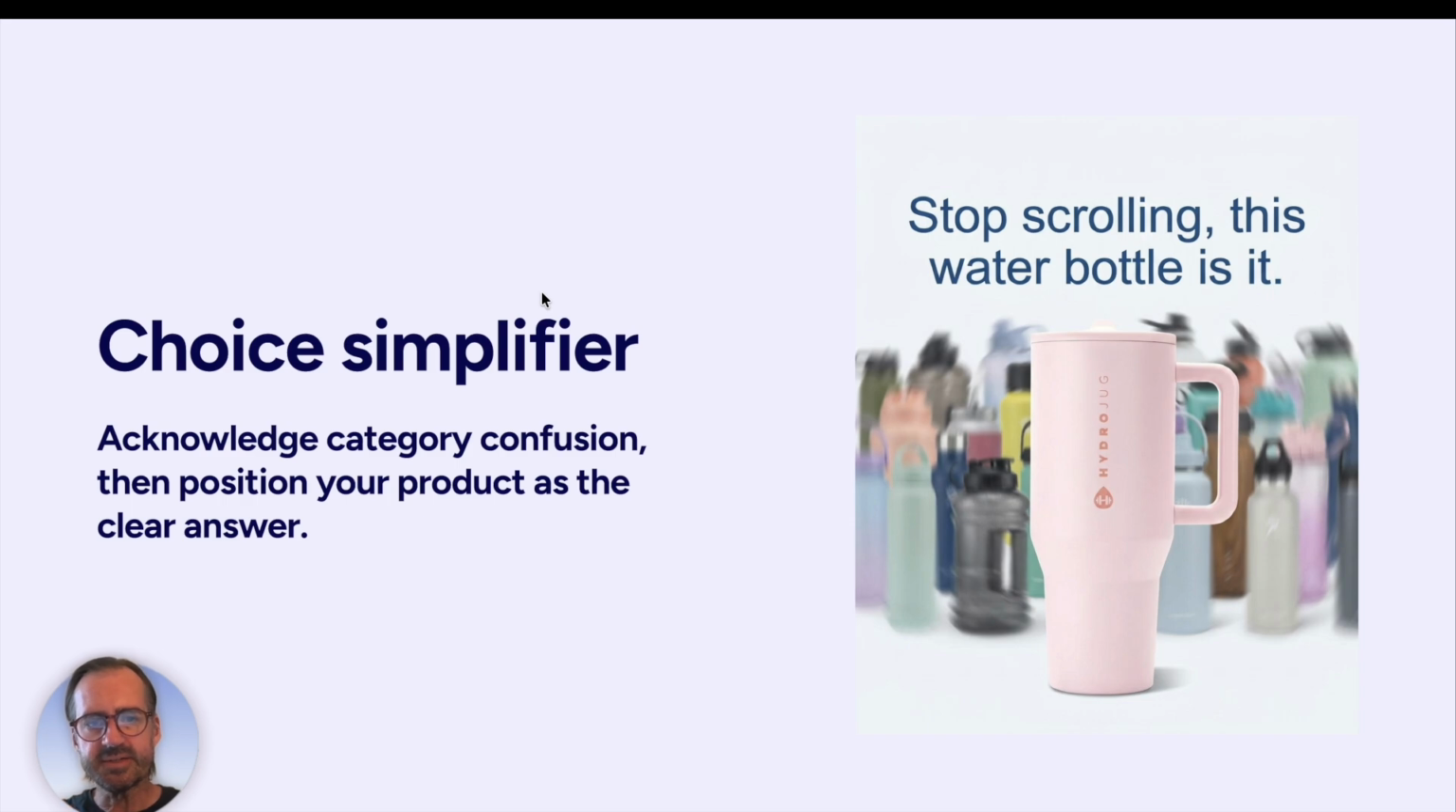A choice simplifier angle. So what we're doing here is we're showing our customers that we understand there's so much choice out there. And as you can see in the background here, we've got all these crappy water bottles. There's so many water bottles on the market, and they're sort of blurred out. And then what you do is you feature your product in the foreground, front and center, saying, don't worry about the other ones. This is the one you want. Choice simplifier. Use that in your static ads and you'll get traction.